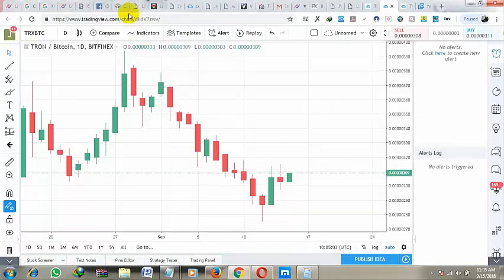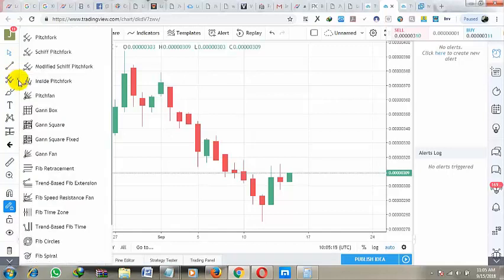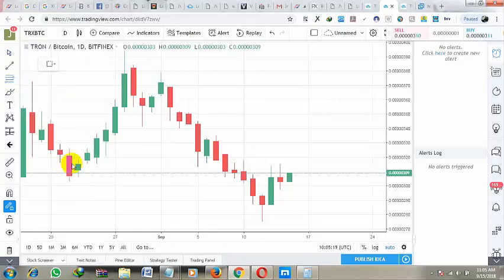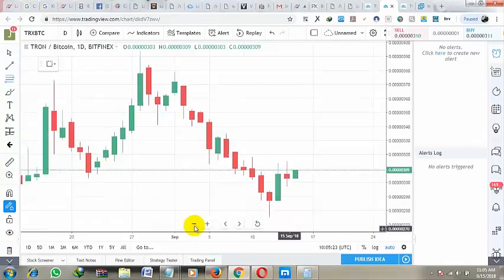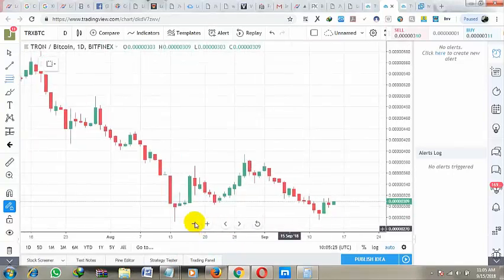Okay, so to get your Fibonacci retracement, you just go to the third one by the right. You see pitchfork, click on it, you see different options there. Then select the Fib retracement. This is the Fib retracement, and just like what I told you, to get your Fib retracement, you have to drag it down from the peak of the recent high to the bottom of the recent pullback.